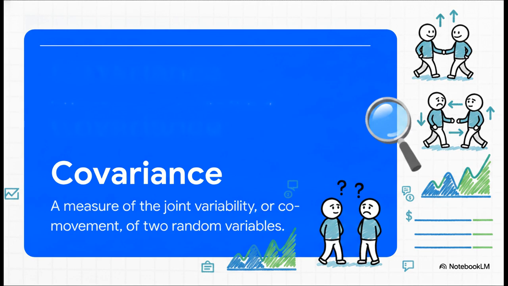Moving right along to Section 2, covariance and correlation. We absolutely have to talk about covariance. The best way to think about covariance is like the behavioral trait of two teammates. If they tend to move in the exact same direction at the same time, meaning when one is performing above average, the other is too, well, the covariance is positive. If they move in opposite directions, it's negative. And if they just completely ignore each other, the covariance is 0.